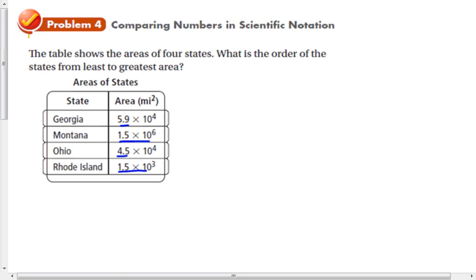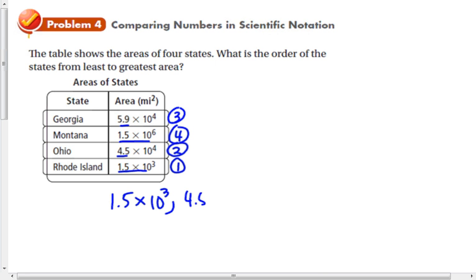But for this one and this one, since they're all written in scientific notation, we know that 10 to the third power is going to be the smallest. So we're going to start with that as number 1. Our greatest is going to be 10 to the 6, so that's going to be our 4. And since 5.9 is greater than 4.5, that will be our third biggest, and this one will be our number 2 in this list.